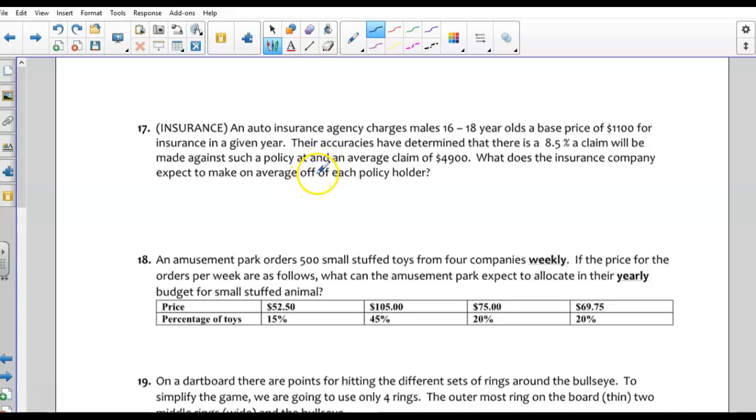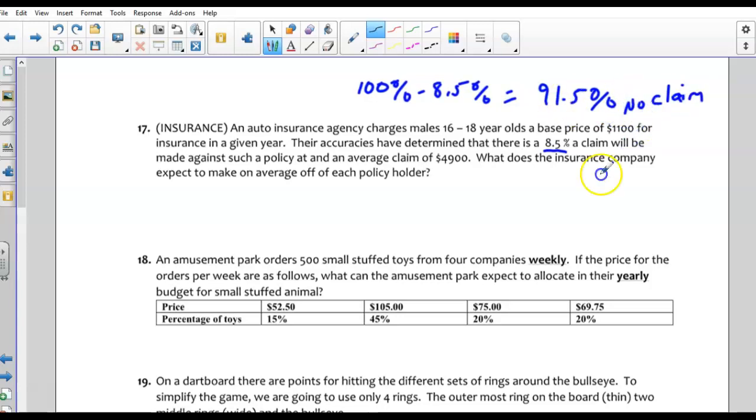Okay, so this is the same thing. Now check this out before we start. Remember, everything must equal 100%. So if there's an 8.5% chance that a claim will be made against this policy, if I do 100% minus 8.5%, that leaves me with a 91.5% chance that there's no claim. So let's look at this.